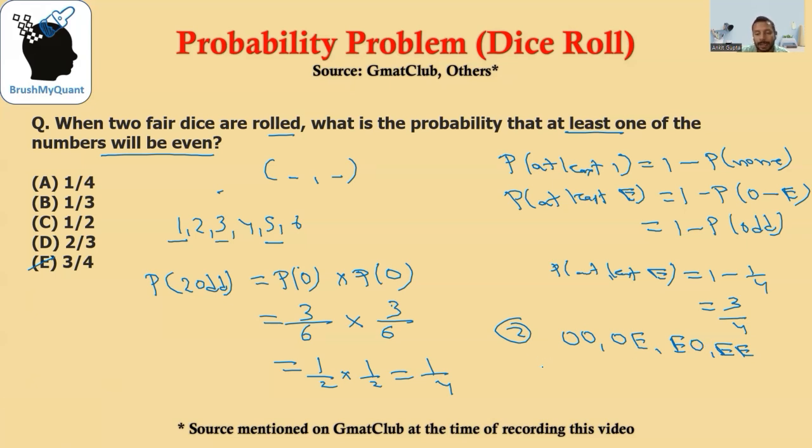So the probability of getting at least one even number will be: this case is true, this case is true, and this case is true. So the probability of getting at least one even will be nothing but equal to 3 divided by 4, which is nothing but option number E.